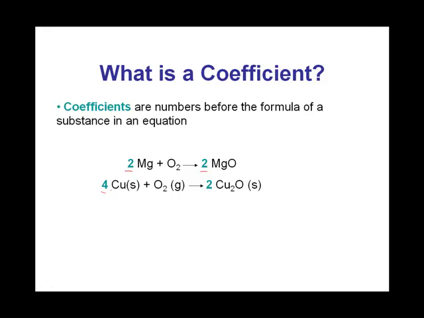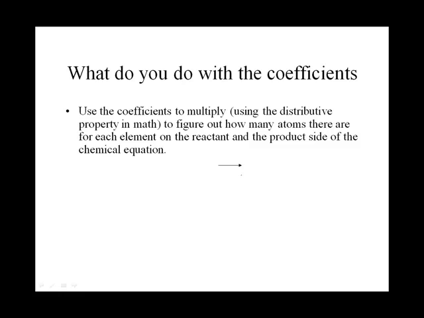Another example, this 4 and this 2 are also examples of coefficients. And they mean that there's 4 atoms of copper and 2 molecules of copper(I) oxide. So we use coefficients in order to balance the numbers of atoms. And when we figure out if they're balanced or not, we use the distributive property in math to figure out how many atoms there are for each element in a compound.